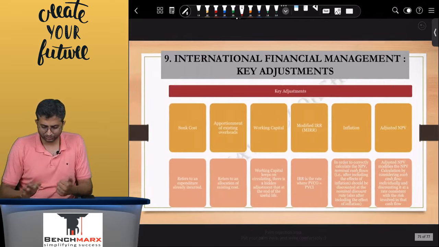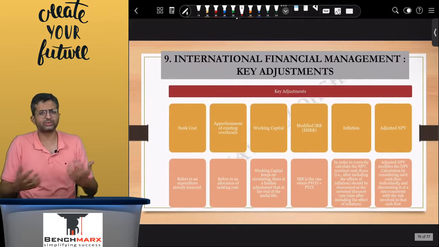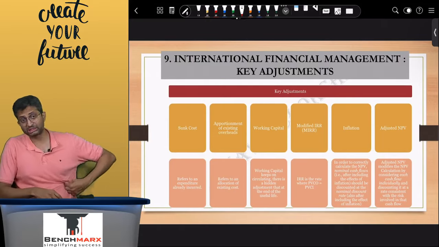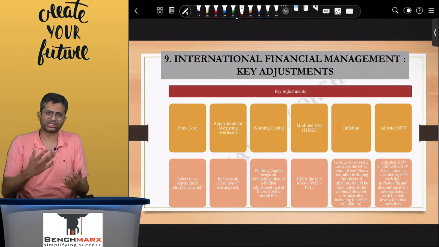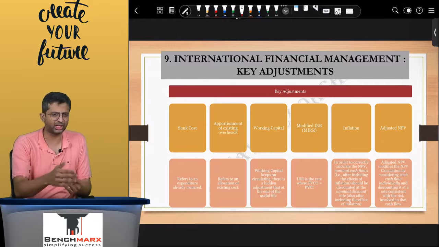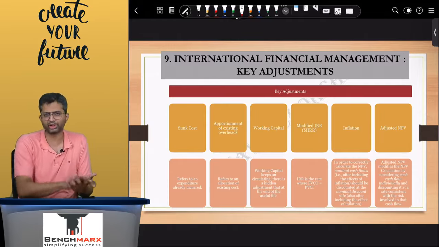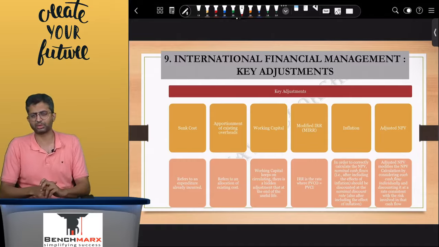Okay, a few key adjustments that are possible in a capital budgeting question. First can be something called a sunk cost. Sunk cost is cost which is already done, like assets already purchased or a market survey already done. This has to be ignored for the purpose of capital budgeting.